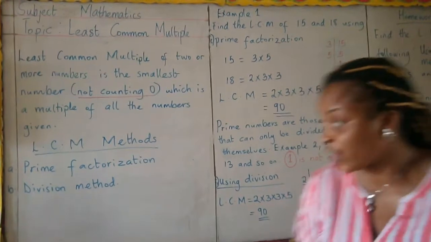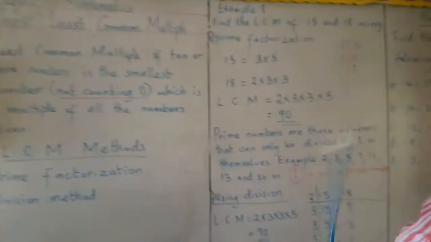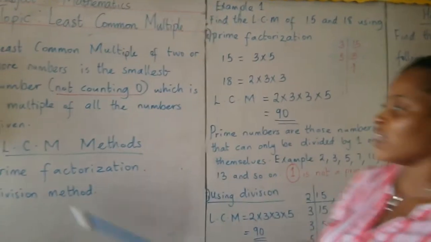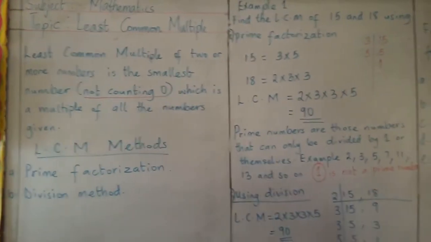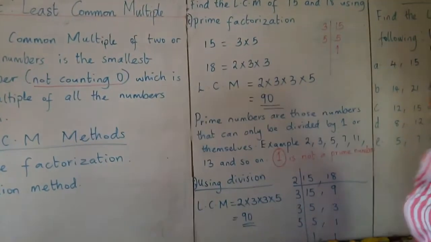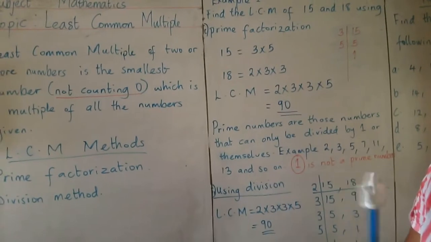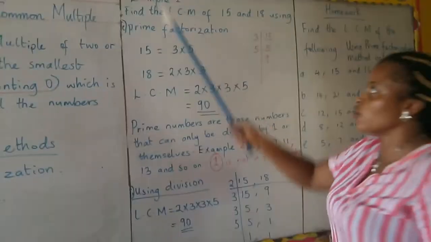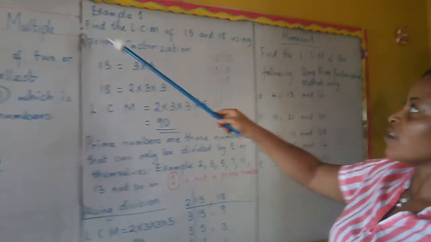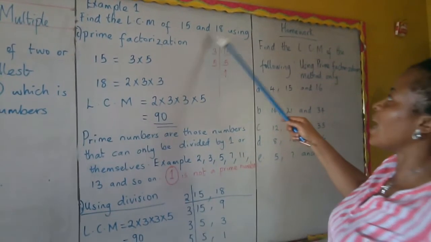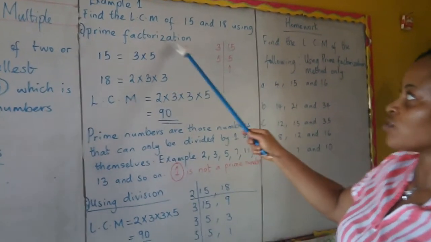Okay, so let's look at this quickly. We said that prime, you've seen the prime numbers, and then they are factors. That means these prime numbers can actually divide without any remainder. So let's quickly go to example 1. We said find the LCM of 15 and 18 using prime factorization.